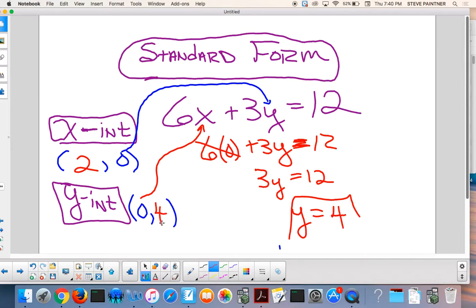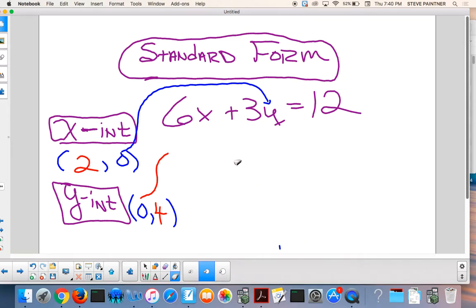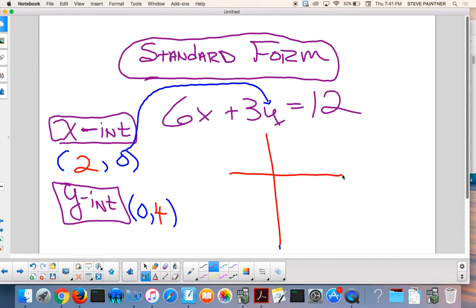I've got my x-intercept, I've got my y-intercept, I am graphing out of standard form, so really all I have to do is graph those 2 points and I've got it, okay? So here we go. Where's the x-intercept? Oh, I did that wrong, I'm sorry. 2, 0. Where's the y-intercept? 0, 4. And here it is.